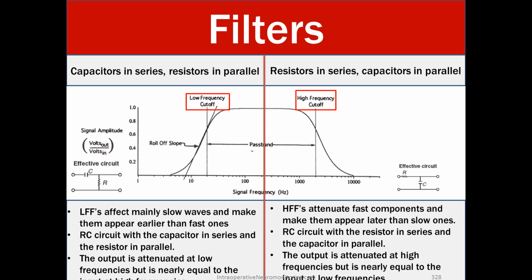For our high frequency cutoffs, resistors in series, capacitors in parallel. They do ask that question. For high frequency filters, does it have resistors in series and capacitors in parallel, or capacitors in series and resistors in parallel? You have to know which one matches up with which. High frequency filters attenuate fast components and make them appear later than slow ones. The RC circuit with the resistor in series and the capacitor in parallel: the output is attenuated at high frequencies but is nearly equal to the input at low frequencies.